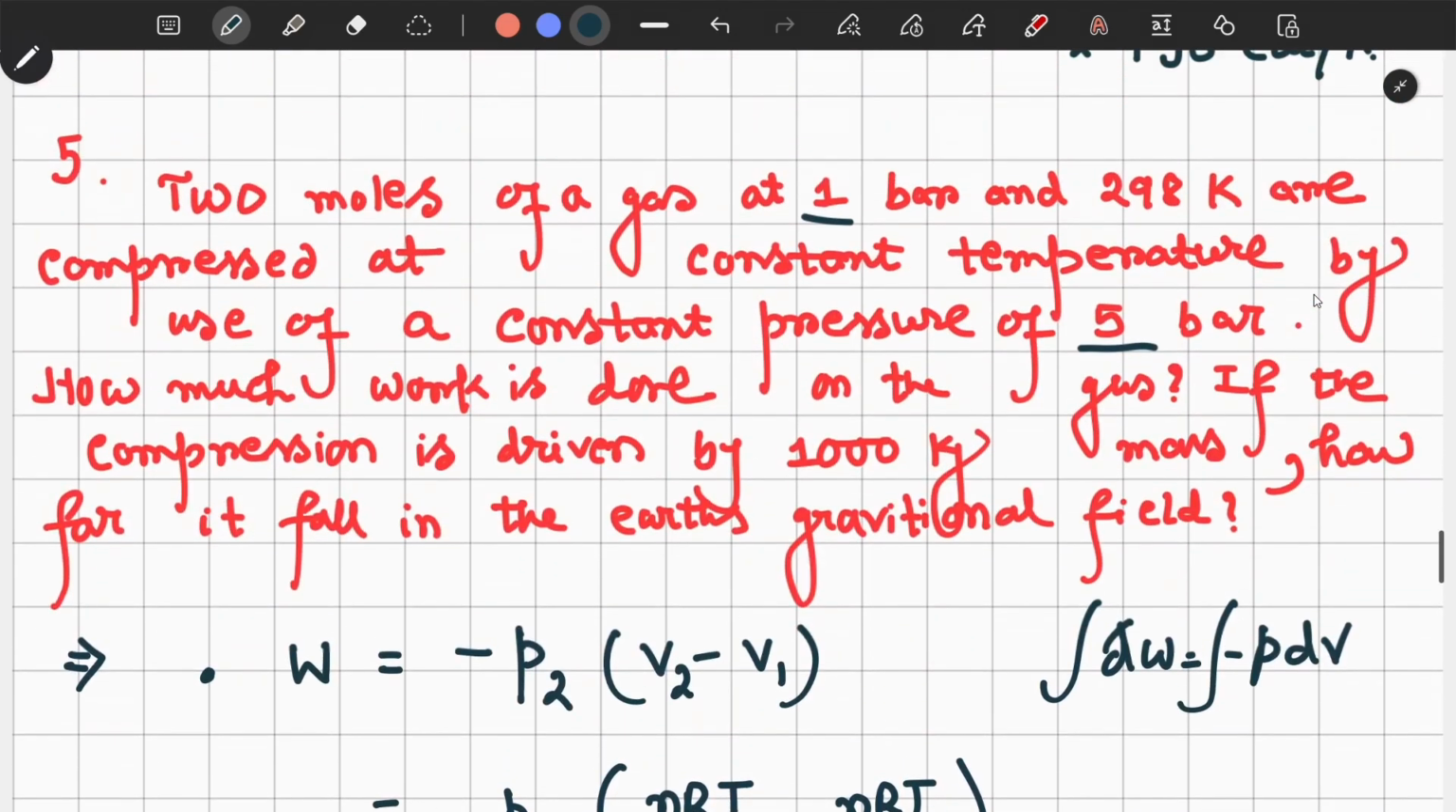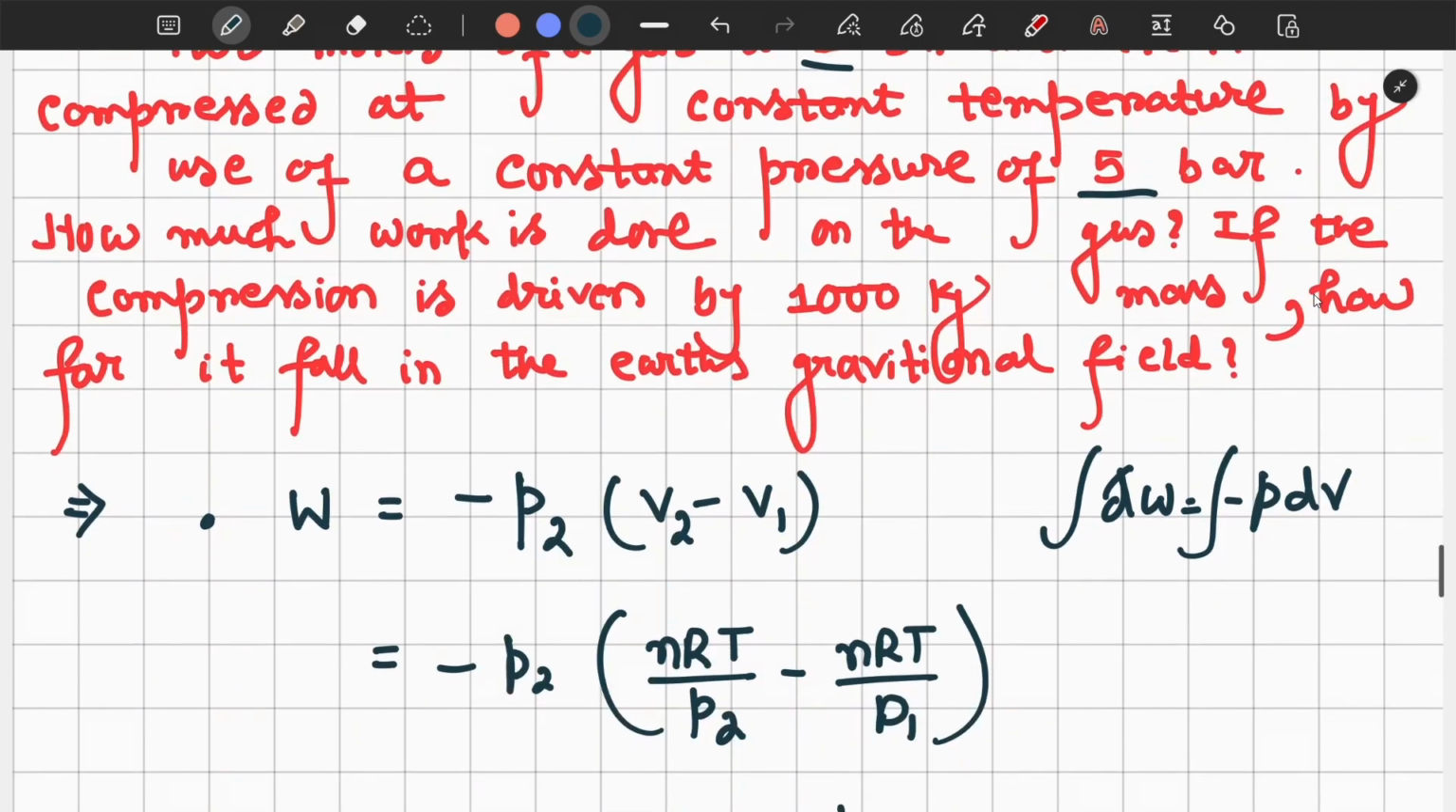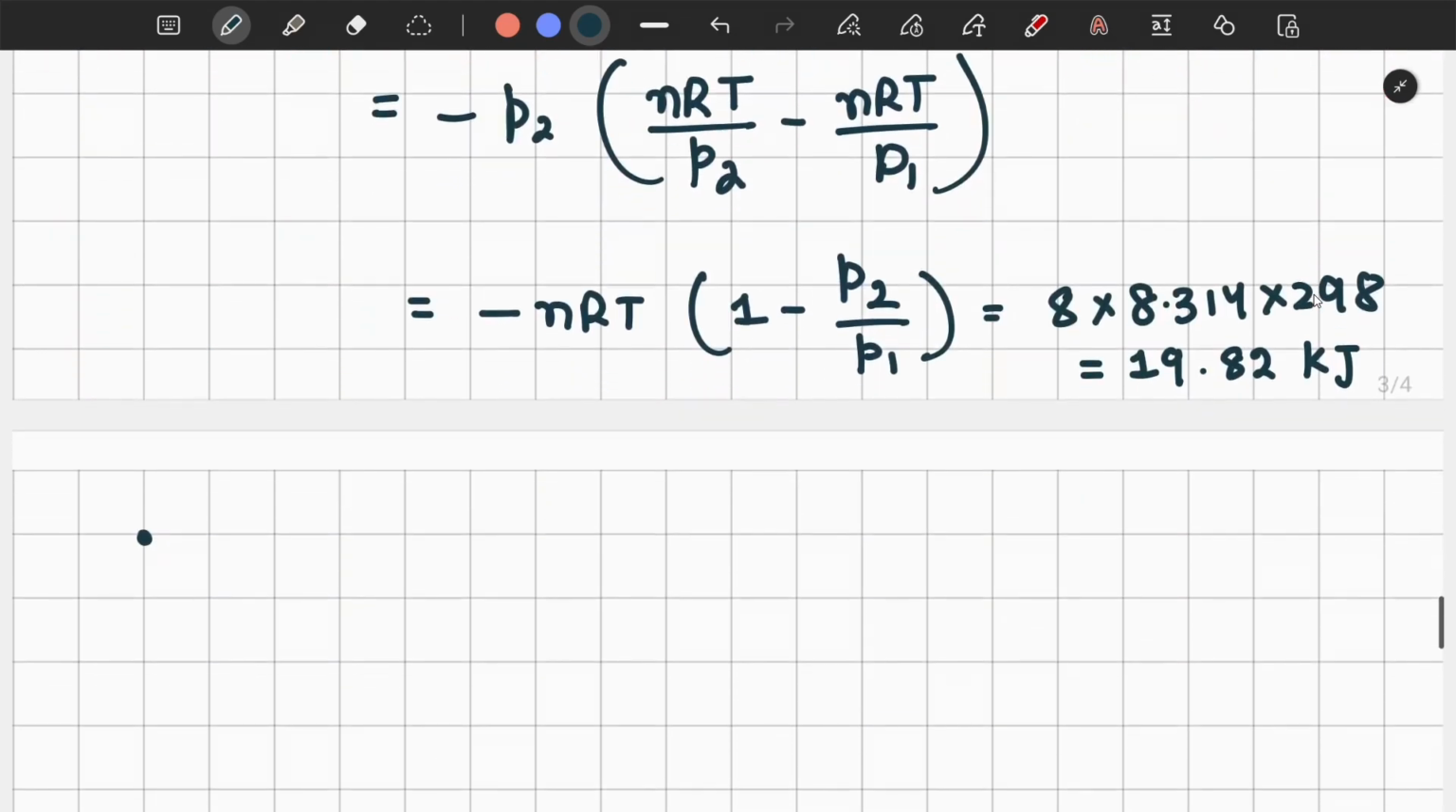What is the work question? Work equals force into displacement. So if the compression is driven by a 1000 kg mass, how far does it fall in the Earth's gravitational field? So we are saying that this amount of work is done, let's say, by a 1000 kilogram mass. Then what will be the displacement of the piston? That is what we have been asked, literally.